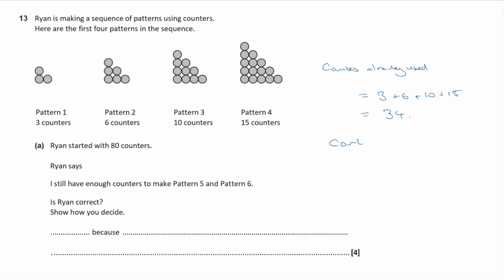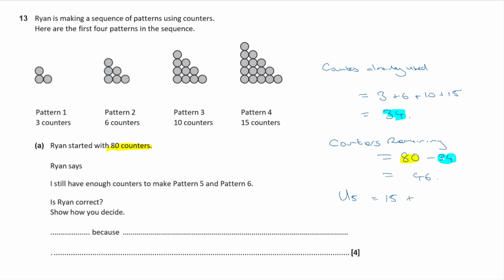So then the counters remaining, that's going to be the 80 counters that he started with here, look. Okay, minus the 34 counters that he's already used. So 80 minus 34, that's going to give me 46. So that's equal to 46. So he's got 46 counters to make these next 2 patterns. Now, has he got enough counters? So U5, the 5th pattern, I'm going to take the number of counters in pattern 4, which is 15. I'm going to add on another row. So I don't know if you've noticed, each time we're adding a row.